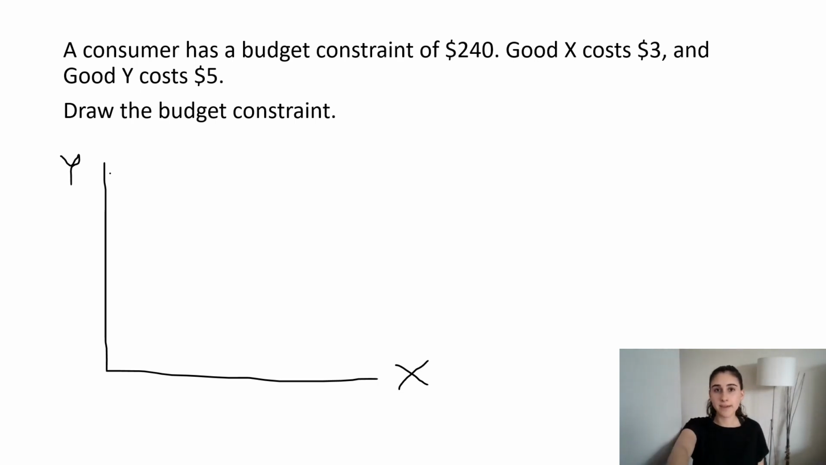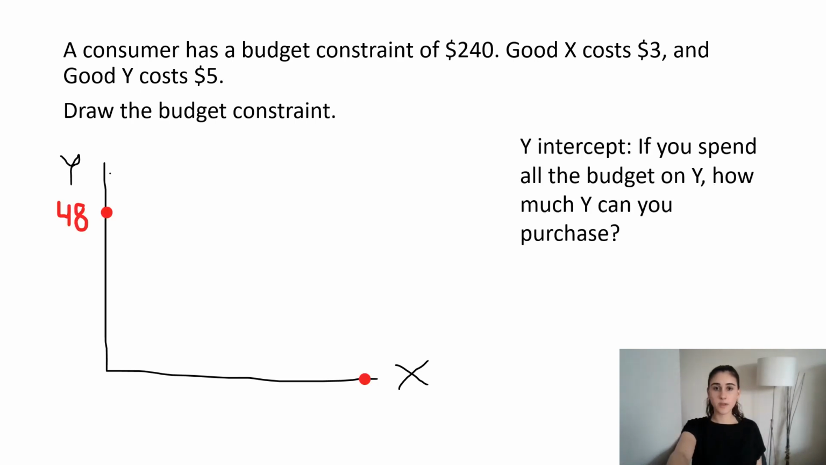We will begin by finding the intercepts. First, we find the Y-intercept. The Y-intercept represents the amount of good Y we could purchase if we spend all our budget on Y. So if we have $240 and Y costs 5, how much Y can we purchase? We could set up an equation, as shown here, and solve for Y. So if we spend all our budget on Y, we are able to purchase 48 units of Y.